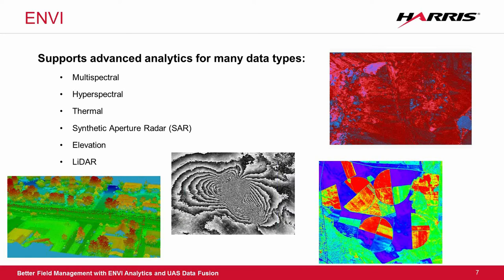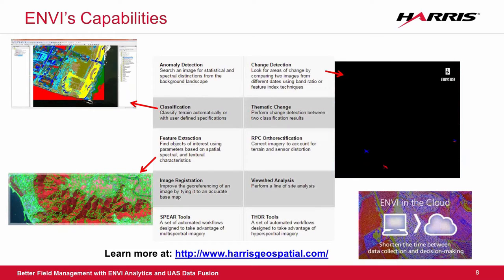So some of the stuff that we like to do with all of this data, and what we'll talk about today. Here's just a little bit of information I took from our website at www.harrisgeospatial.com. Kind of the primary things, we've got feature extraction or image segmentation, as it's called sometimes. We have registration tools, change detection, whether that's image to image or thematic change, which is two classification images. We also have tons of classification tools, which we're going to talk about in a little bit. Most of all of these analytics are also enabled in the cloud, so that's kind of what the little graphic in the bottom right is, if that's where you work. So that's kind of the overview we had for ENVI.